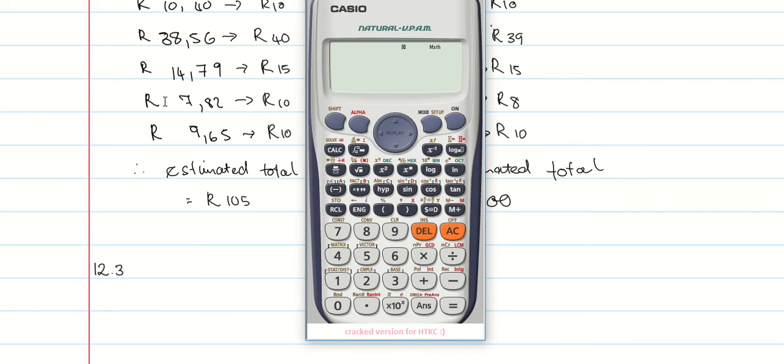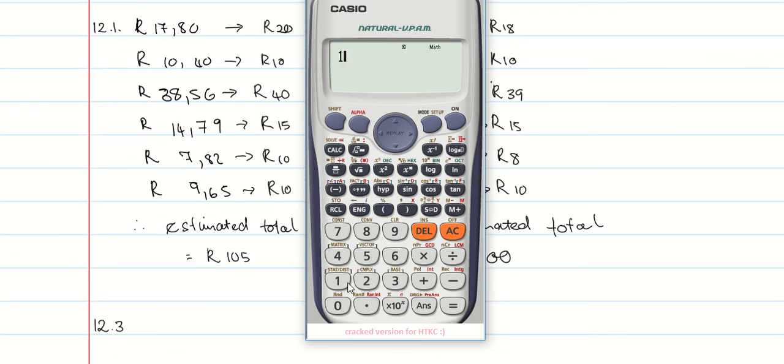I'm struggling a little with some calculations, so I say 17 rand 0.80 cents plus 10 rand 0.40 cents plus 38.56 plus 14 rand 0.79 plus 7.82 plus 9.65, and then I get my total is equal to that. That I want to simplify, so my equals. So right now, what was the question they ask me?